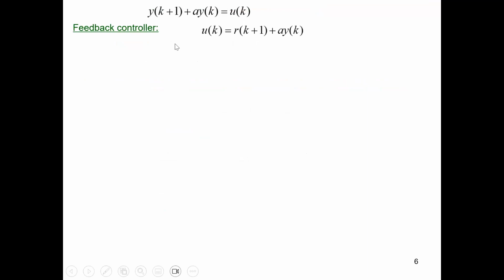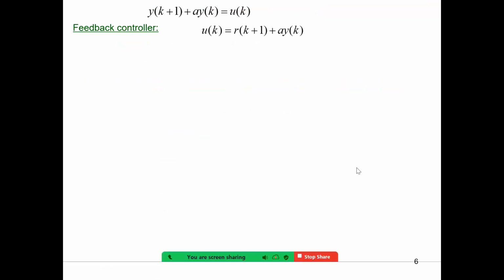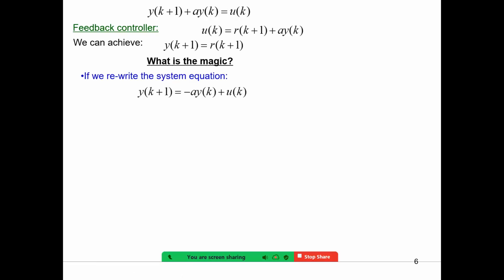Okay, so now here we have a solution. How do we follow the desired output directly? I can just design my controller in this way. Now let's try to explain this from another point of view. Right now we say, just make it into a feedback controller. But what is the reason behind that?